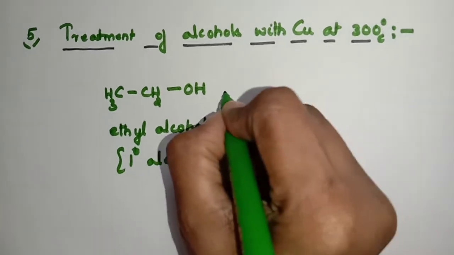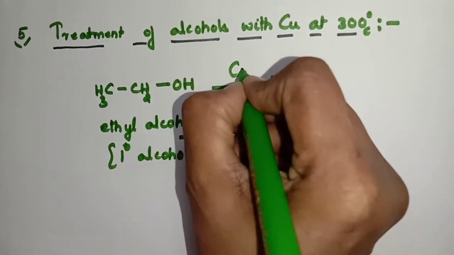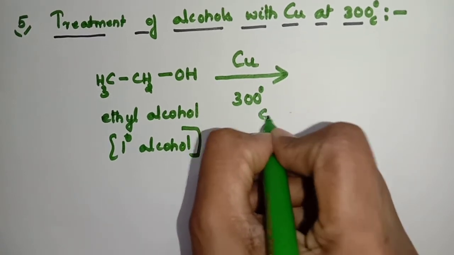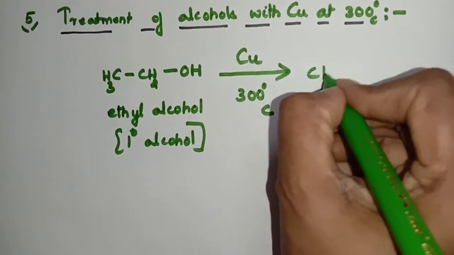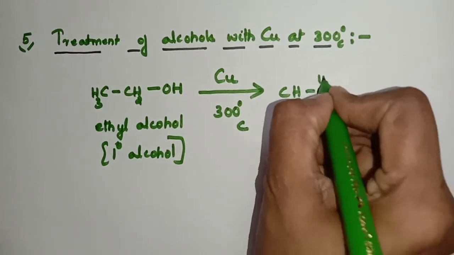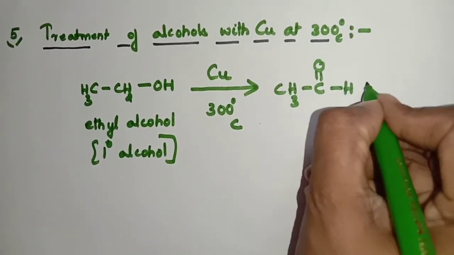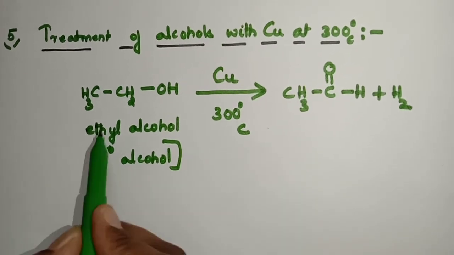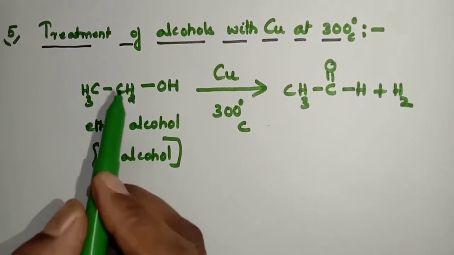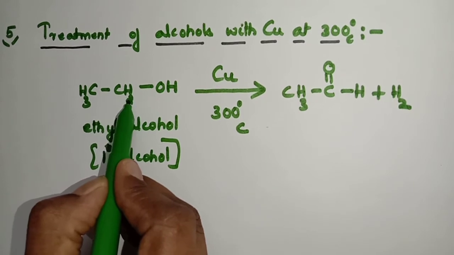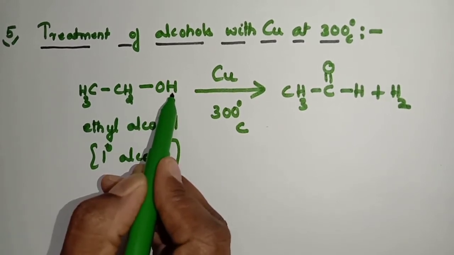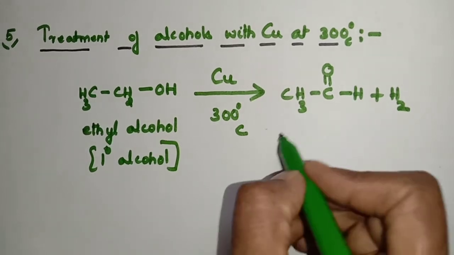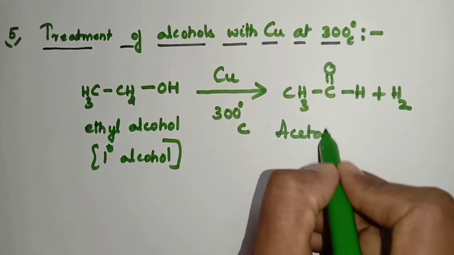This on treatment with copper and heating up to 300 degrees centigrade, we get CH3 C double bond OH plus H2. So there is removal of hydrogens from ethyl alcohol. One hydrogen from here and one hydrogen from oxygen are removed as hydrogen gas. So the remaining compound is called acetaldehyde.